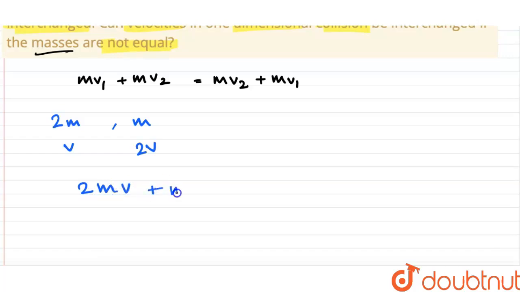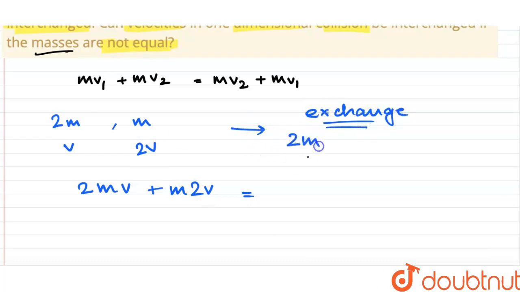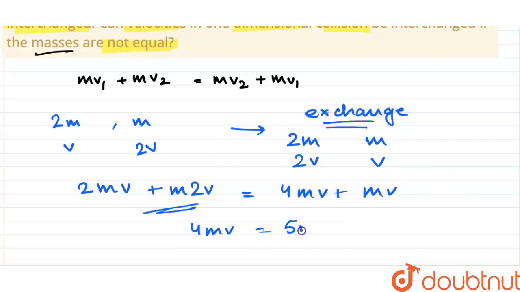2mv plus m2v. Okay, now if they exchange their velocities, what will happen? 2m will have velocity of 2v and m will have a velocity of v. So this will become 4mv plus mv. Over here, you see it is only 4mv and it is 5mv, which are not equal.